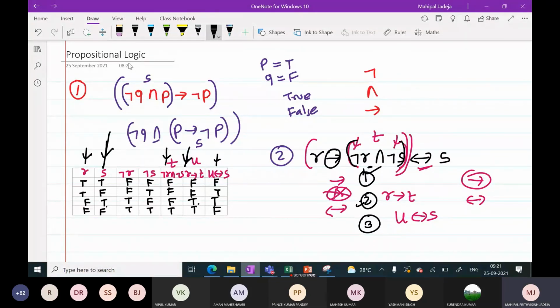So what is the motivation here? If we don't know these precedence rules, then it is possible that we end up calculating the wrong compound proposition, which is not equivalent to the given proposition, right? That means we are calculating something else which is not required for the given question. That can happen if we don't follow these rules.